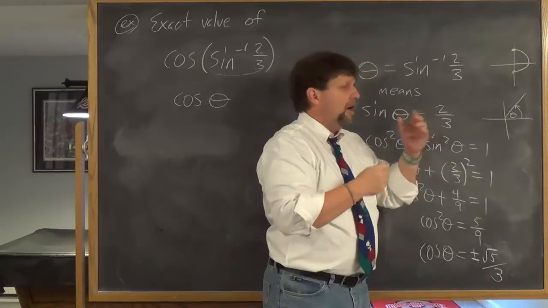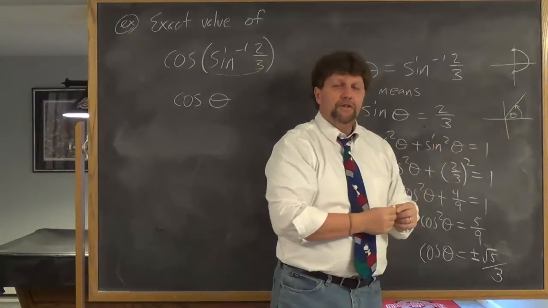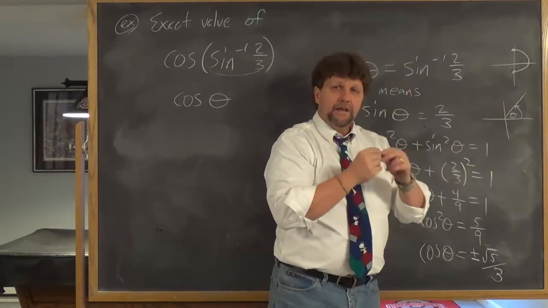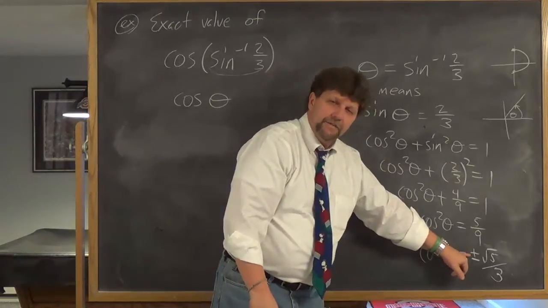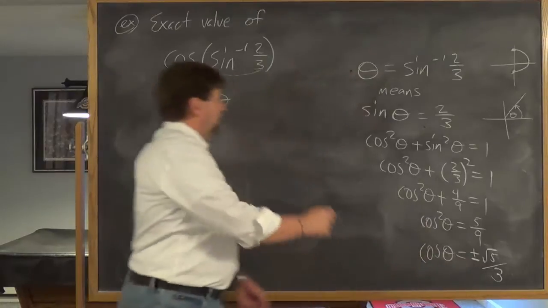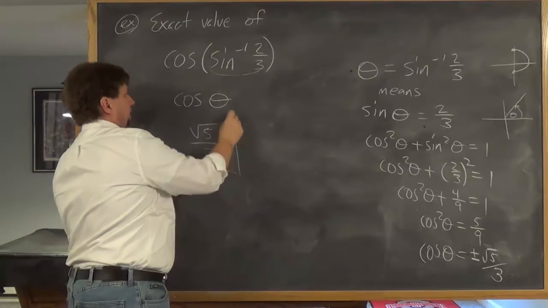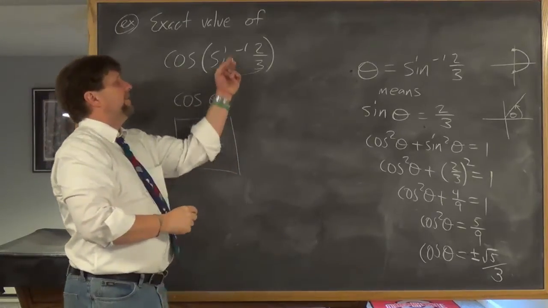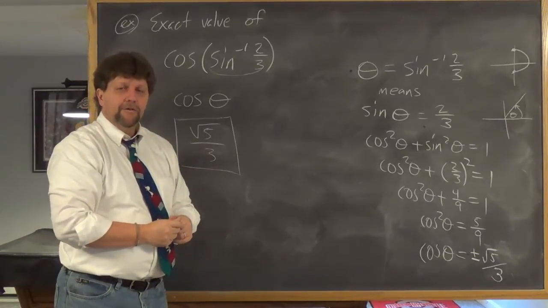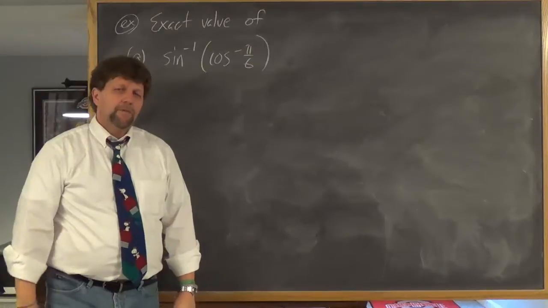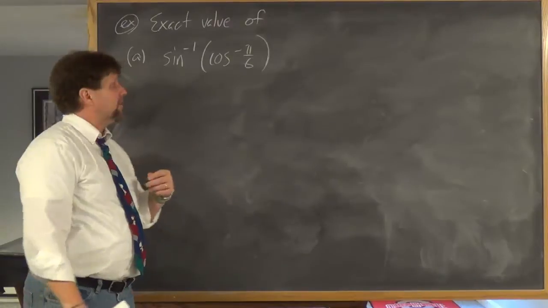Now remember, all 6 trig functions are positive for any angle that terminates in quadrant 1. And because of that, I now know that I'm going to use the positive square root 5 over 3. So I know my answer here: the exact value of cosine of inverse sine of 2/3 is square root 5 over 3. Okay, folks, just a couple more examples to look at. I'm going to come back to something that's maybe a little more friendly. It's off the unit circle.